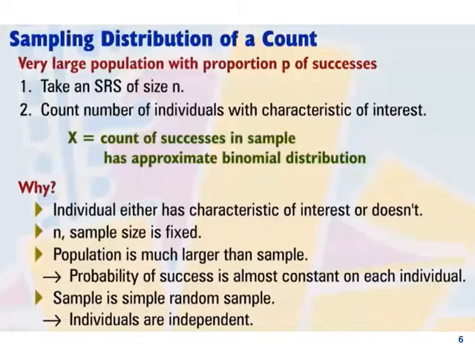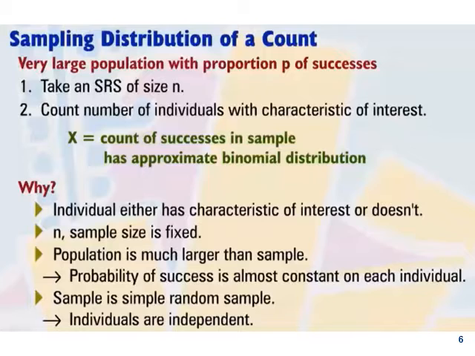So, the sampling distribution of a count. If we have a very large population with proportion p of successes, first we take an SRS of size n, and second, we count the number of individuals with the characteristic of interest. X, the count of successes in the sample, has an approximate binomial distribution. Why? Because an individual either has the characteristic of interest or doesn't.